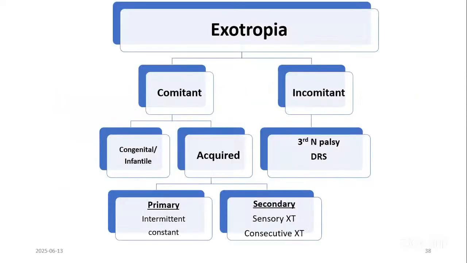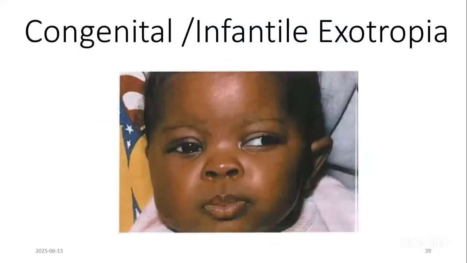And in the comitant exotropia, we have congenital or infantile exotropia, and we have acquired. In the acquired comitant, we have primary, whether intermittent or constant, and we have acquired secondary, whether sensory exotropia or consecutive exotropia. And in incomitant, we have third nerve palsy, and we have exotropic Duane retraction syndrome. Okay?